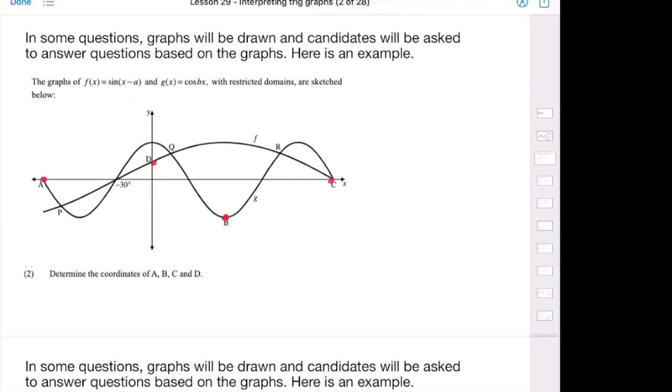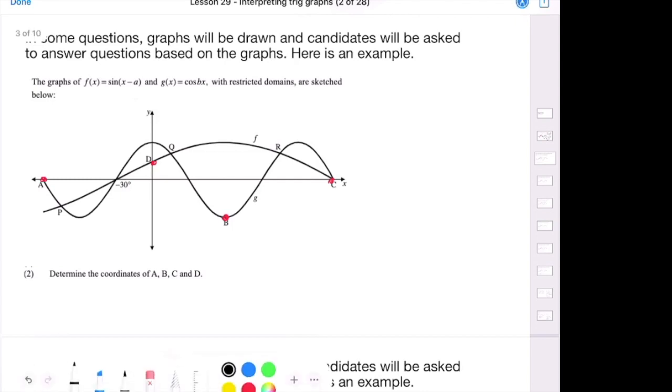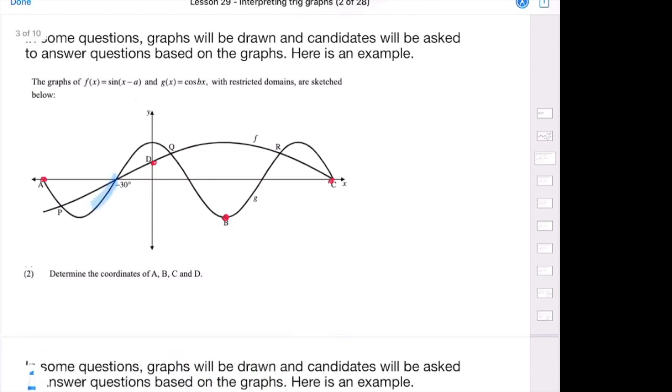In this case, notice that we can look at the point negative 30 here up to that point. This one here will be 30 degrees. And so we are saying there is a gap between minus 30 degrees and 30 degrees of 60 degrees.